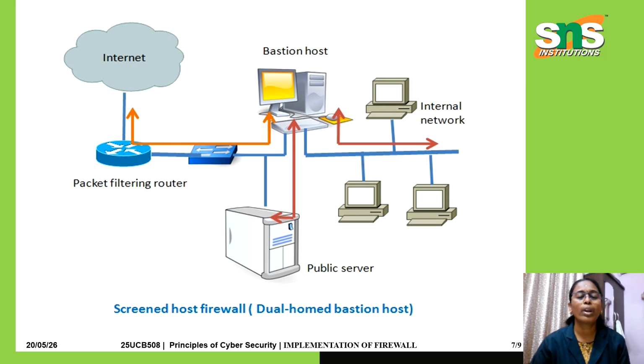That is, whenever the bastion host is compromised, the packet filtering router is also compromised in the single homed bastion host, whereas in the dual homed bastion, neither will get compromised unless both bastion hosts get compromised. So the security is much greater in the dual homed bastion compared with the single.